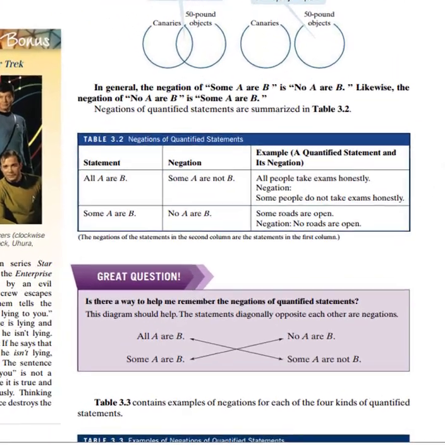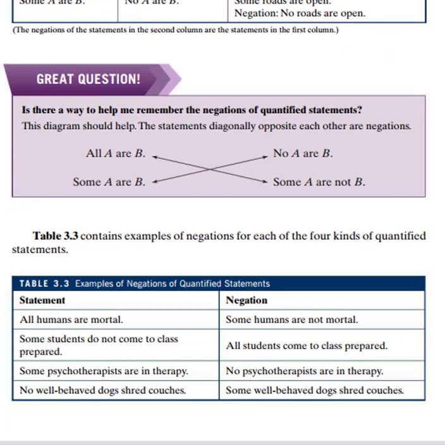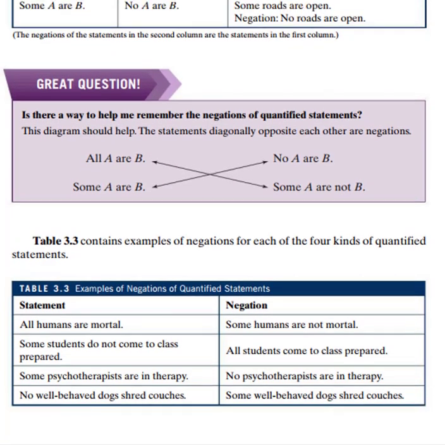And if you look at this next great question, it gives you a handy way to remember negations. Wherever you start in this little diagram, the negation is at the opposite end of the arrow. And finally, table 3.3 shows examples of using the great question diagram. Look this stuff over. Let me know if you got questions.